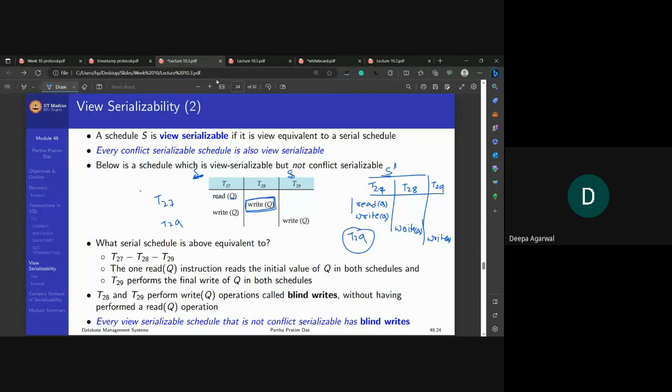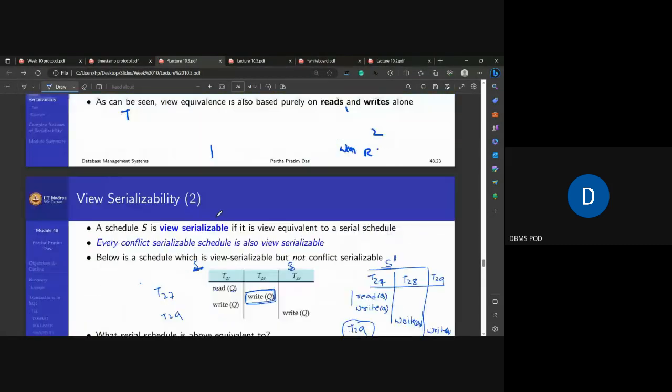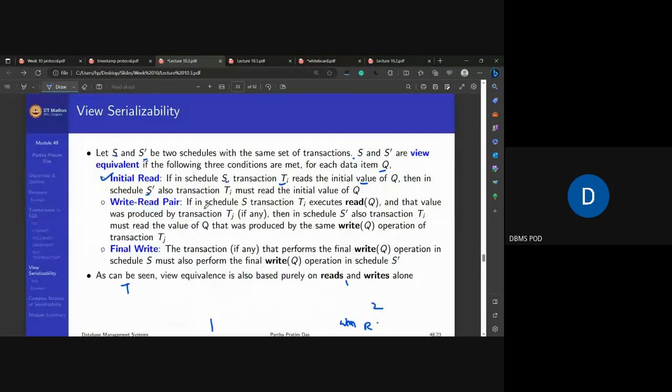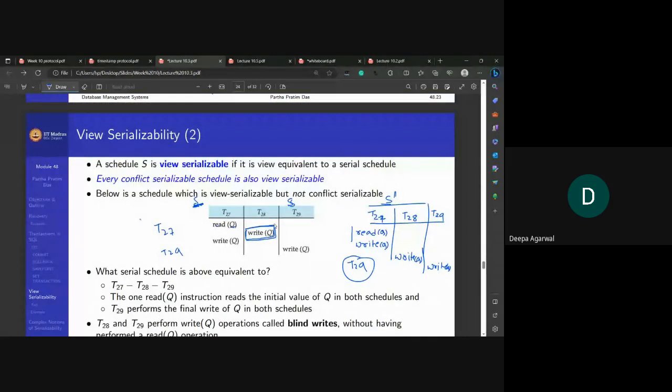The T29 will always be last in the series, correct. And how do we check for T27 and T28, which one comes first and which one comes after? You have to check the initial read. The initial read is in which transaction? You can see that it's in T27, but in T28 there is no read. Yeah, correct. So if it is a blind write, then it may be possible that it is view serializable, right?